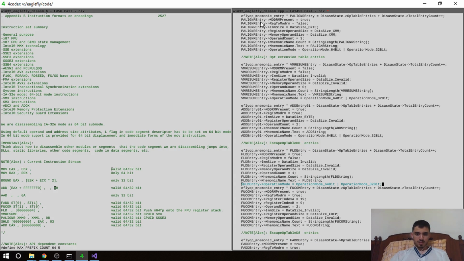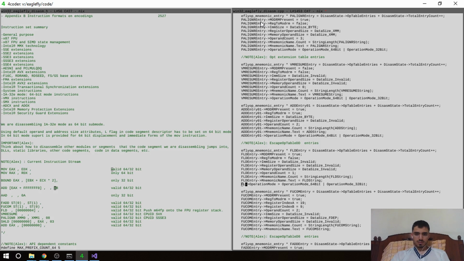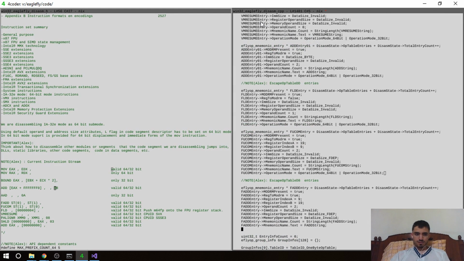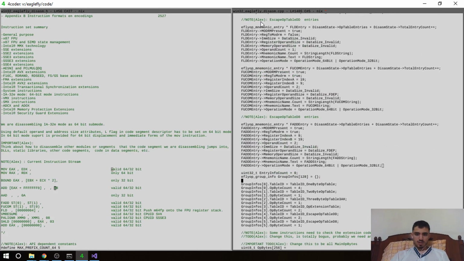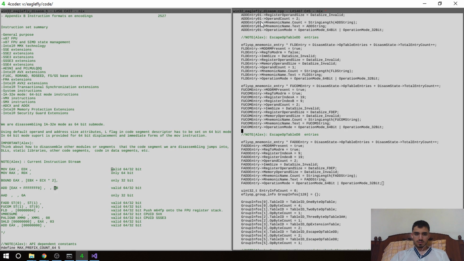The FLD is valid on both. The FUCOM is valid on both. The VAF is valid on both. And that's it. So the only one that is 64-bit is REX or RDX, okay.